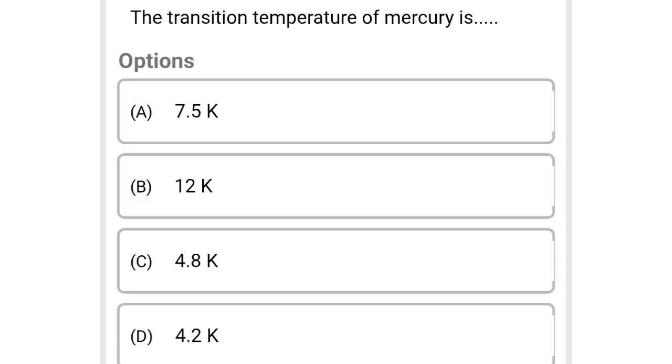Next question, the transition temperature of the mercury is option A 7.5 Kelvin, option B 12 Kelvin, option C 4.8 Kelvin, option D 4.2 Kelvin. The correct answer is option D 4.2 Kelvin.